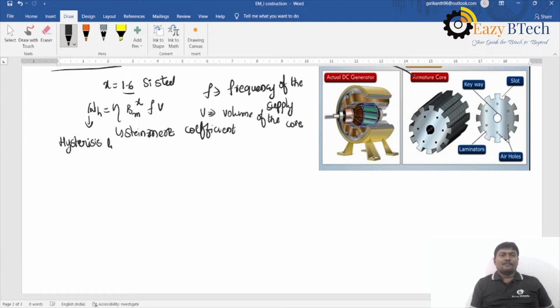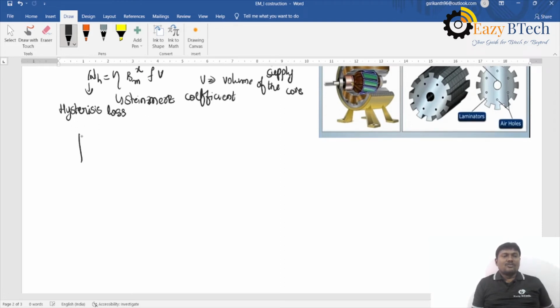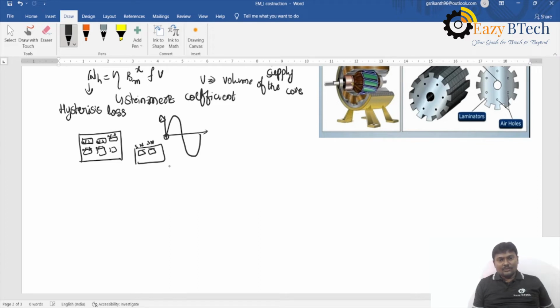So what is meant by hysteresis loss? The power required to change the orientation of the molecules is called hysteresis loss. If you take a core material, during the positive half cycle the orientation of the molecules is like this. During the negative half cycle, the orientation of the molecules will be in the opposite direction.